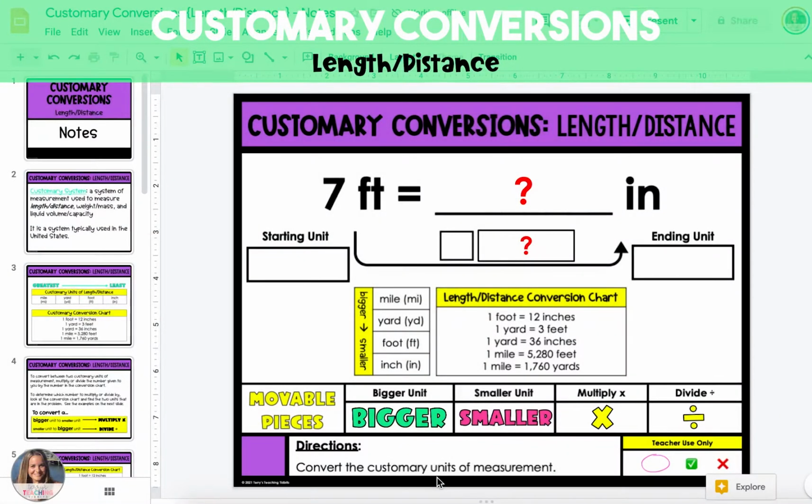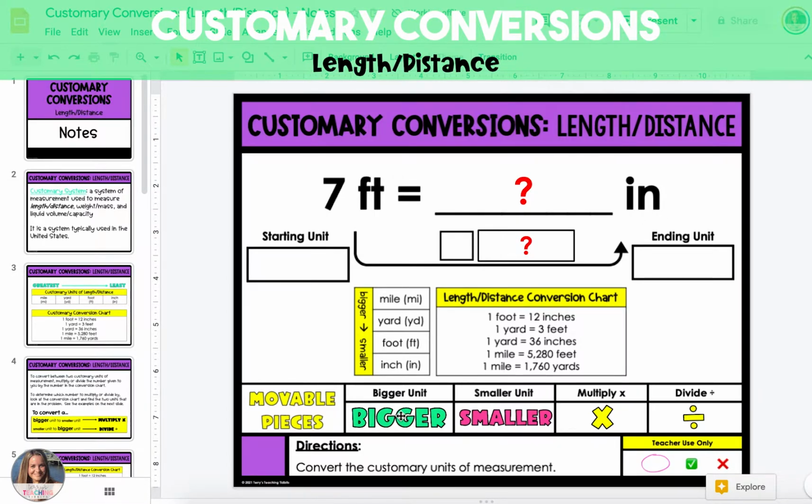In this video, I'm going to show you how to convert customary units of length and distance. In the first example, we're going to convert 7 feet to inches. First, we'll look at the unit that we're starting with and the unit that we're ending with, and we're going to decide which one of those units is bigger and which one is smaller.